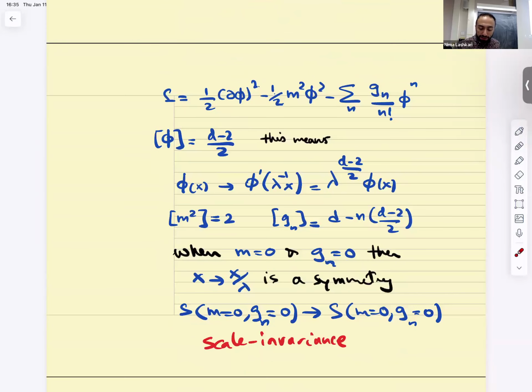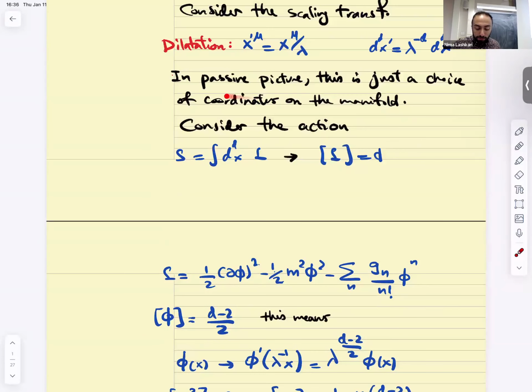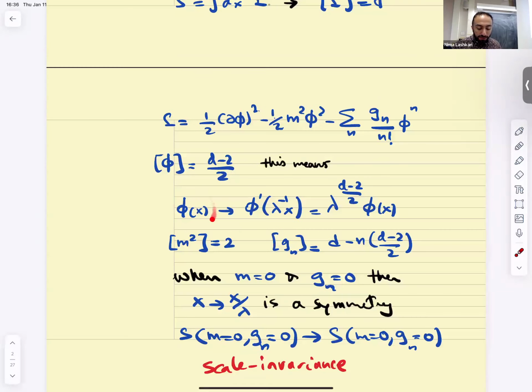Now, for simplicity, let's consider this Lagrangian. It is some arbitrary interacting scalar field theory I can write down. We said that based on dimension counting, the canonical dimension of the scalar phi is d minus 2 over 2. Because I can view this as a passive transformation, phi of x is equal to phi prime of x prime, and phi prime of x prime is this expression, so that S is independent of your choice of coordinates. Good? This is the passive picture.